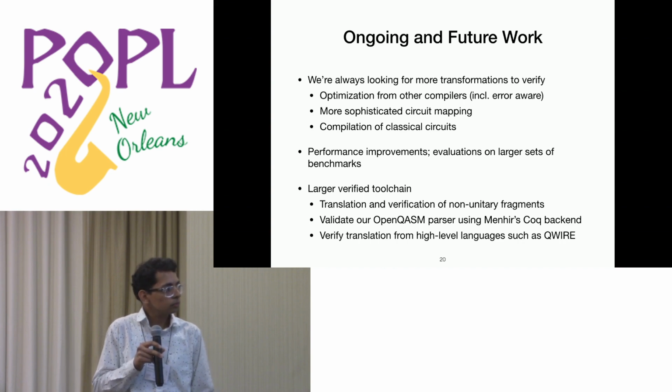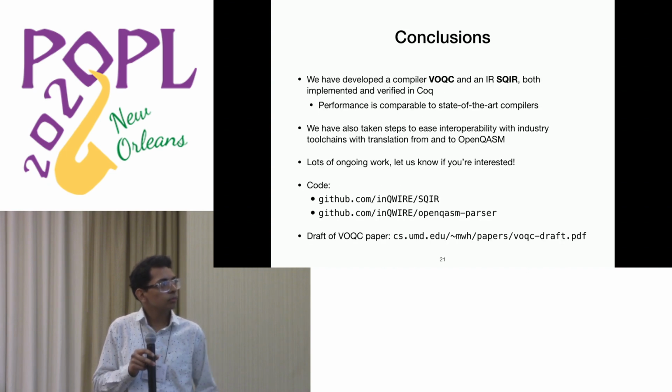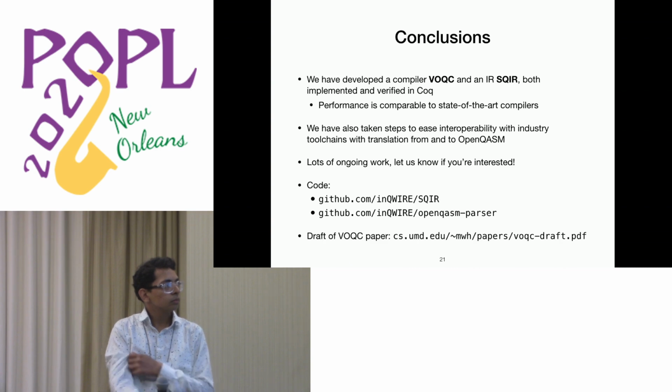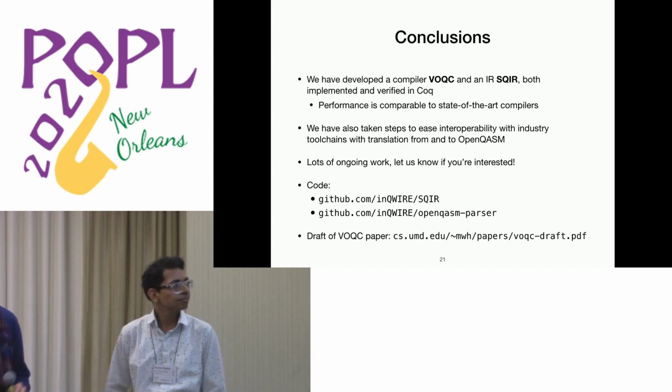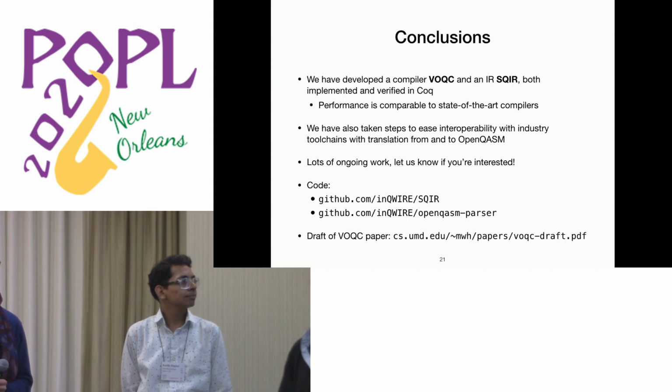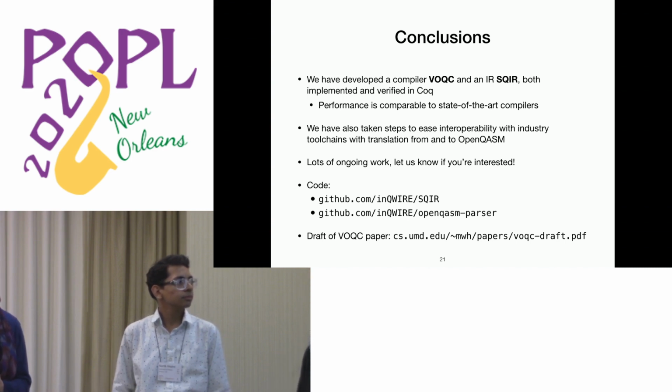So in conclusion, we've presented our compiler VOQC, which is built on our IR SOIR. Both are implemented and verified in Coq. And our performance seems to be comparable to the state-of-the-art compilers. We also want this tool to be usable, so we've provided the ability to translate between SOIR and OpenQASM.